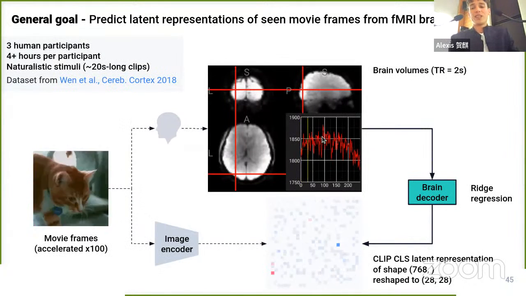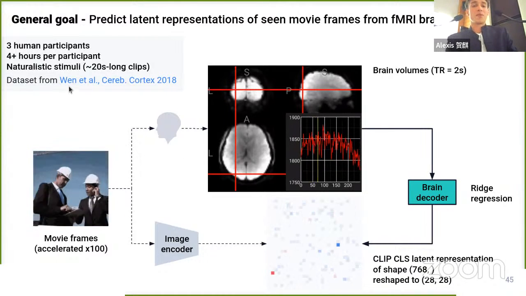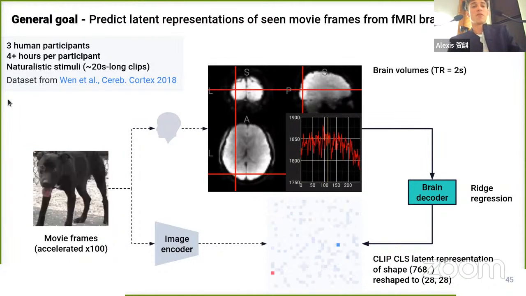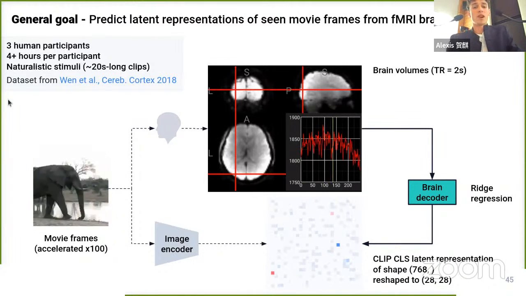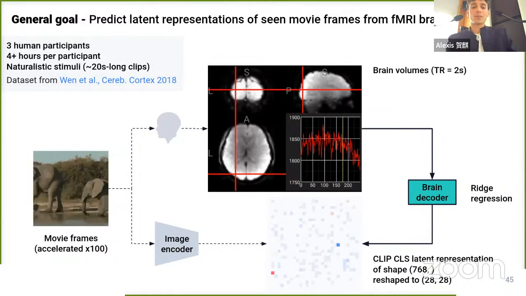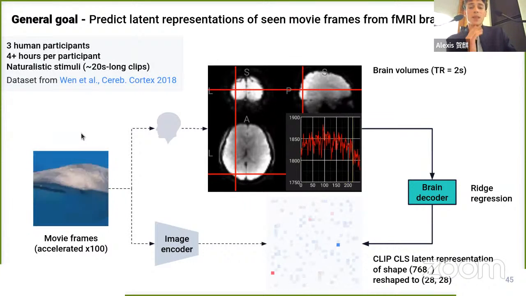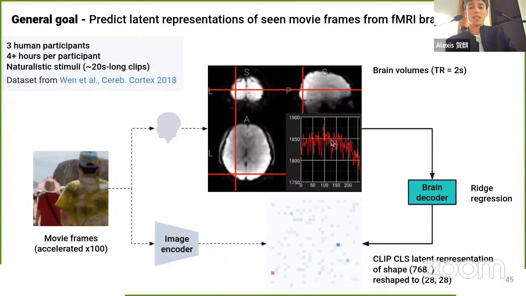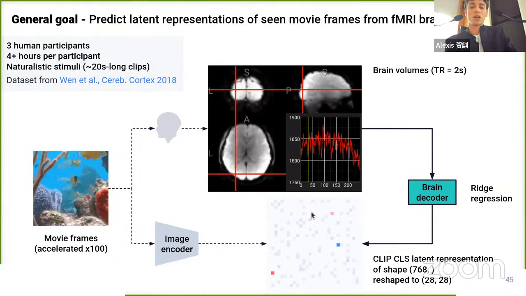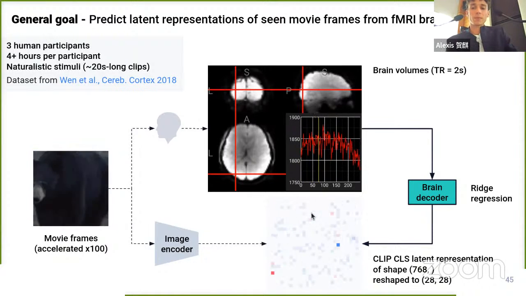More concretely, the data that we're using looks like this. We use data from the Nguyen and colleagues data set that was collected in 3 human participants who have watched short movie clips for more than 4 hours. These movie clips are about 20 seconds long. You can see an accelerated version of them below. And so what we do is we have the data that you see at the top of this slide, and we try and regress latent representations, such as the ones that are represented at the bottom.